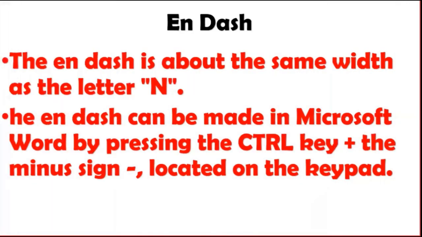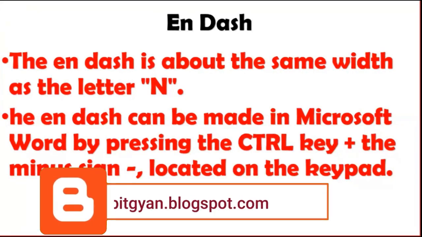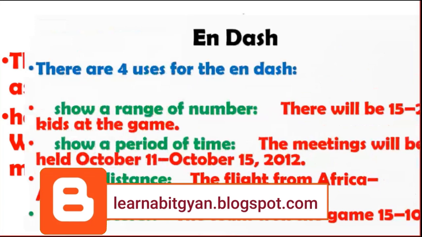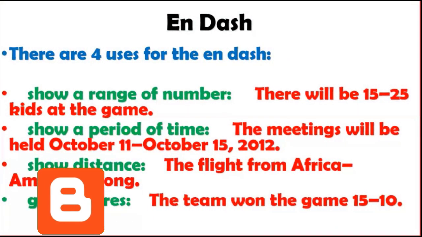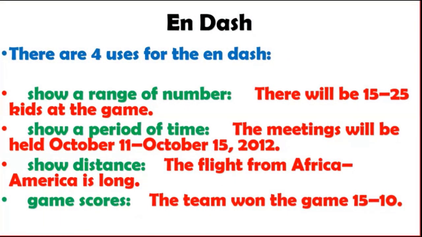Now it is the N dash. The N dash is smaller, actually the smallest of all. In Microsoft Word, we can type the Control key and the minus sign to get the N dash. There are 4 uses of the N dash. First is to show a range of numbers. There will be 15 to 25 kids at the game. Now you can see the range 15 to 25. For a range of numbers, an N dash should be used.